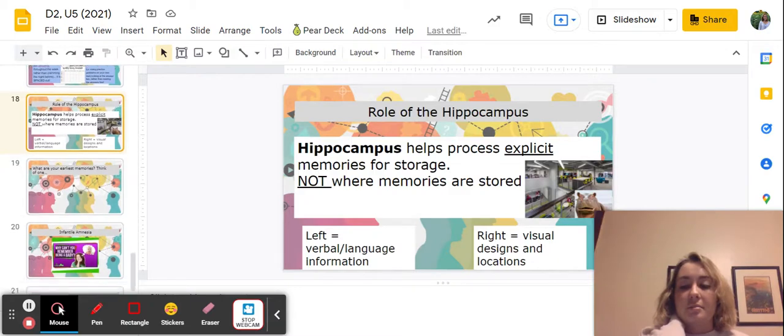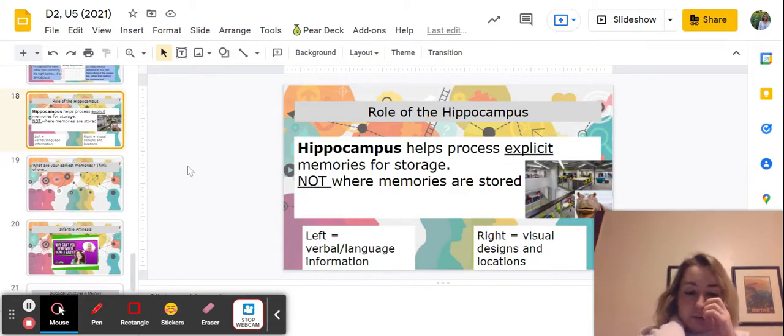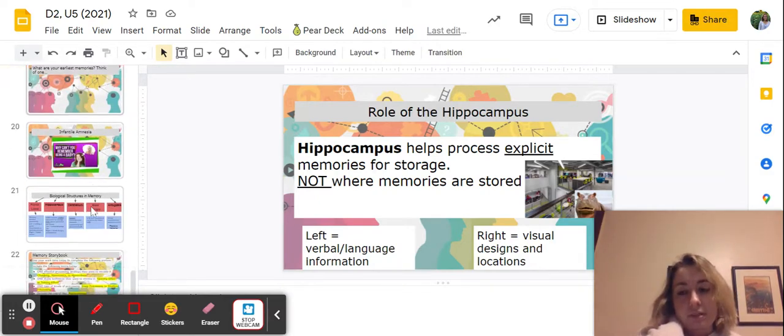So we're going to end today by talking about important structures in the brain in terms of memory. We mentioned yesterday the hippocampus, it processes explicit memories, so your semantic and episodic memories of facts and events. But this isn't where memories are stored. And now it's important to also go back to that idea of left and right hemisphere. So the left part of the hippocampus will be more verbal and language memories, and then the right is going to be more visual memories and things of location. So kind of interesting there.